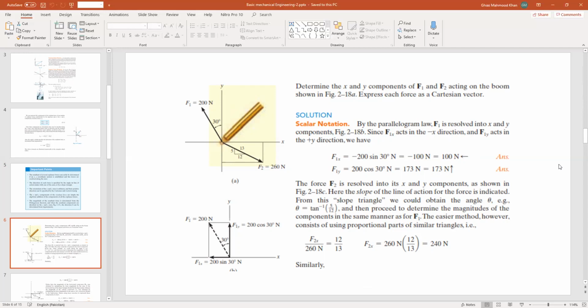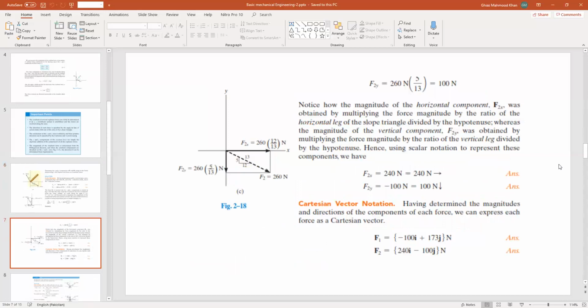For the force F1, it clearly shows that it's lying in the second quadrant, so the x component will be negative, while the y component will be positive. And for the F2 force, the angle with the x and y axes is not given, but it is given with the triangle. You can find the angle from this. By finding the angle, you can get the x component and y component of F2, and then you have the Cartesian vectors F1 and F2.